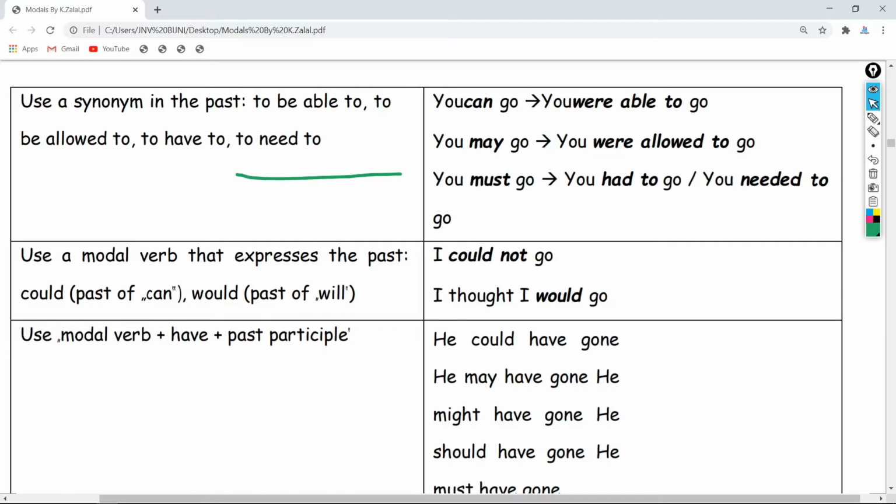Suppose the word is can, then from there could is used. I could not go. I thought I would go. The past form of will is would. Then let us continue.